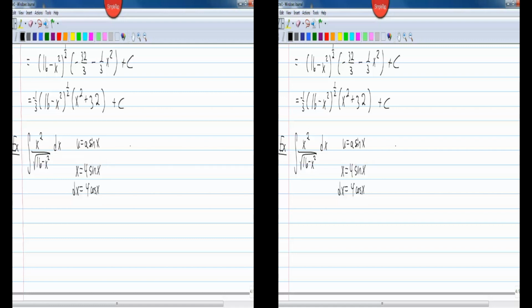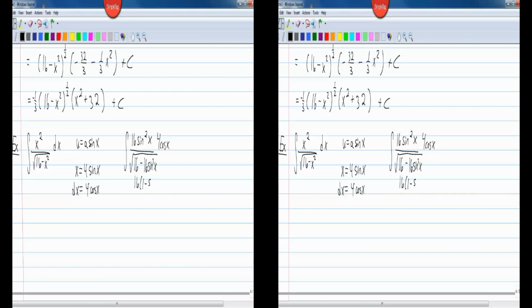So if I plug in my 4 sine of x in the numerator, that's going to be 4 sine of x times 4 sine of x. That's 16 sine squared x over, now what happens in the denominator? I'm going to have 16 minus, and when I plug that in, that's 16 again, right? 16 sine squared x. And don't forget your dx. I got to plug in 4 cosine for my dx. So under here I can say 16 times 1 minus sine squared x, and you can say that's cosine squared x, so I'm taking the square root of 16 cosine squared. That's going to be 4 cosine.